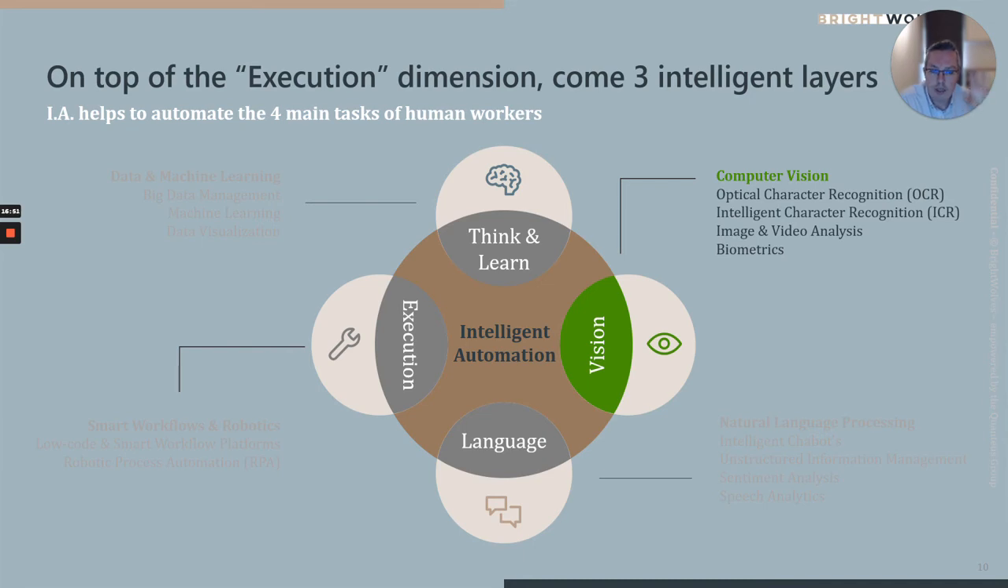Let's move on to the third dimension in intelligent automation, which is vision. And computer vision these days actually allows the computer to extract information from images, from videos, but also from digital documents. And probably a very well-known application is OCR, optical character recognition, already popular since a few years, where you could provide digital documents to the OCR and it would be able to actually extract those words or sentences out of the document.